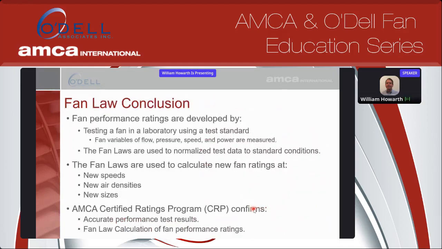So in conclusion, fan performance ratings are developed by testing a fan in a laboratory using a test standard. Fan variables of flow, pressure, speed, and power are measured. The fan laws are used to normalize that test data to standard conditions. The fan laws are used to calculate new speeds, new air densities, and new sizes for fan performance ratings.